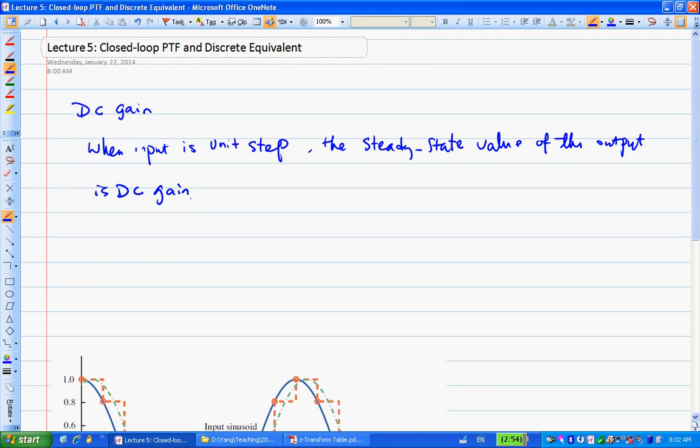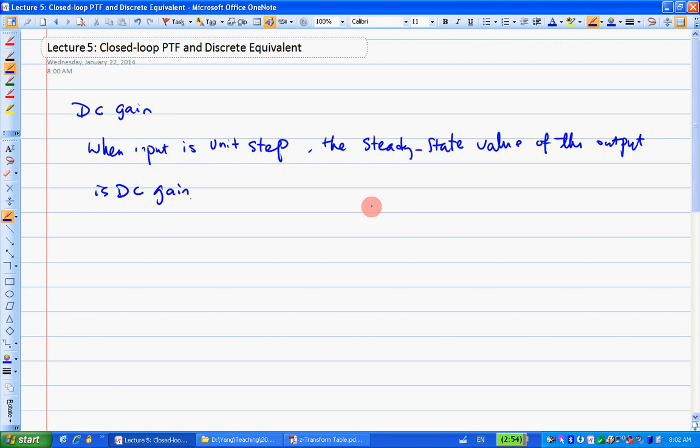When you learn continuous systems, one of the responses we're often interested in is the so-called step response, which is the response when the input is a unit step signal. Say your unit step input is 1, and the output, the step response, behaves like this. This dashed value here is the steady state value, and the ratio of this value over 1 is essentially the DC gain.